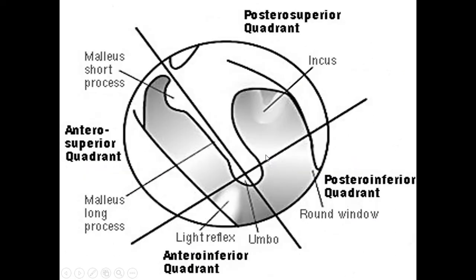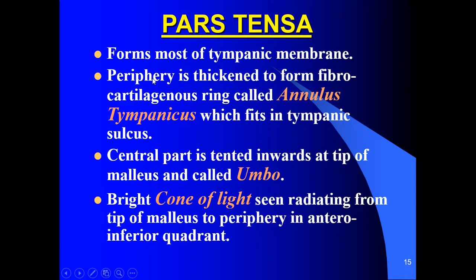Now in this case, the lateral process is on the left side. So this is the tympanic membrane of the left ear. Pars tensa forms most of the tympanic membrane. The periphery is thickened to form a fibrocartilaginous ring called the annulus tympanicus, which fits into the tympanic sulcus. The central part of the pars tensa is dented inwards at the tip of the malleus and is called the umbo. A bright cone of light is seen radiating from the tip of the malleus to the periphery in the anteroinferior quadrant.